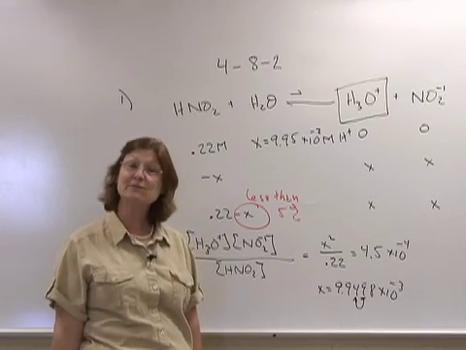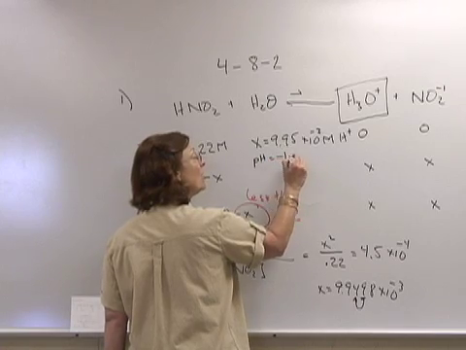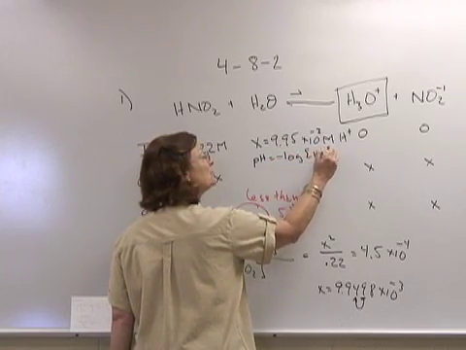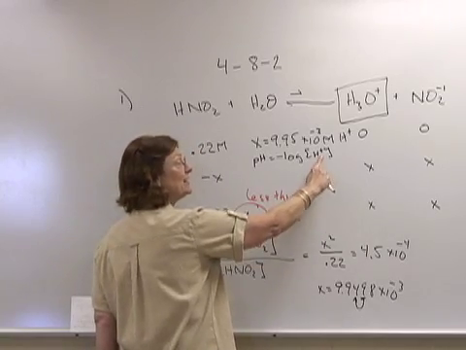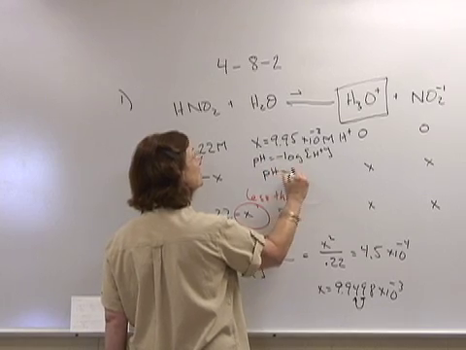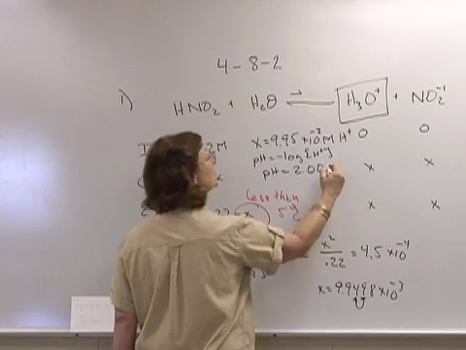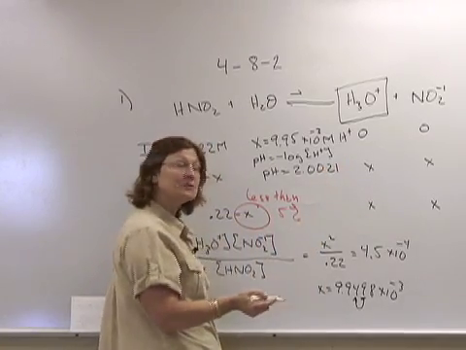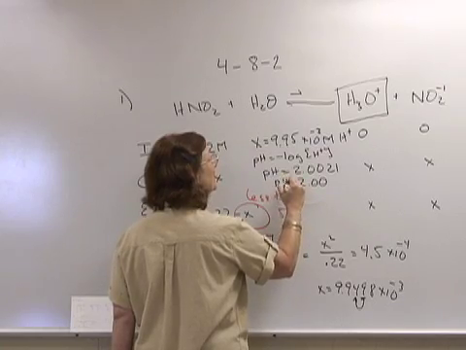The question is asking for the pH. And I know that the pH is equal to the negative log of the hydrogen ion concentration. Therefore, I take the log of this number because I'm putting it in here. And when I take the log of that number, I get the pH is equal to 2.0021. Then I take it to the hundredths place, and my final answer is 2.00 is my pH.